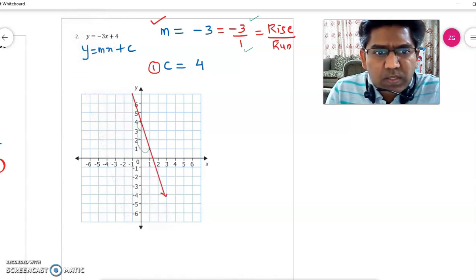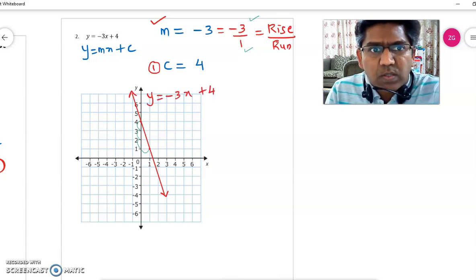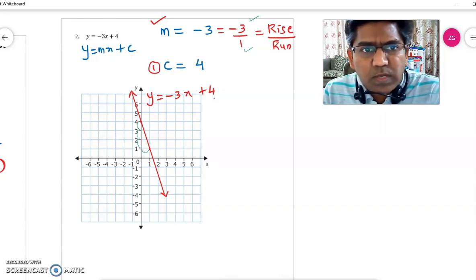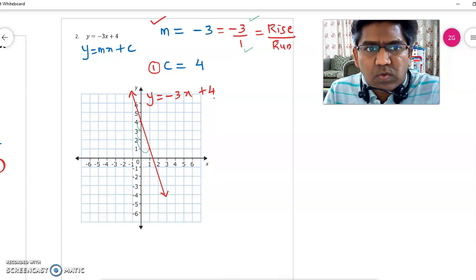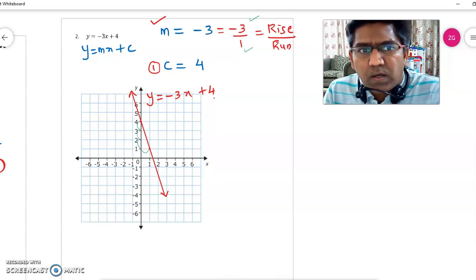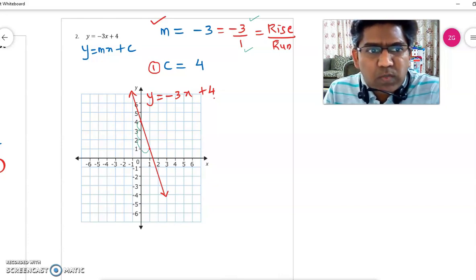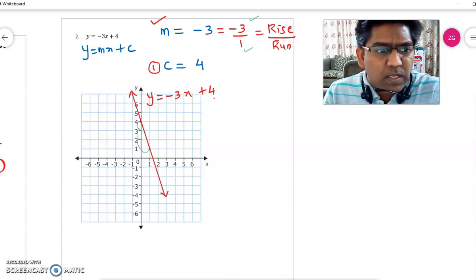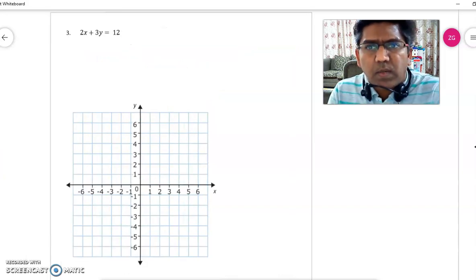So, the equation of this line is y equal to minus 3x plus 4. You can see the line crosses the y-axis at point 4 and the slope of the line is minus 3. So, when you have only a whole number, you take the denominator as 1 and use rise over run to draw the graph. Now, example 3, it is 2x plus 3y equal to 12.